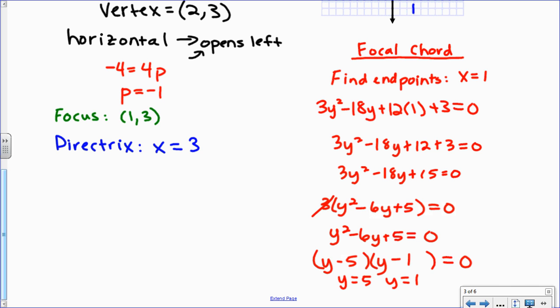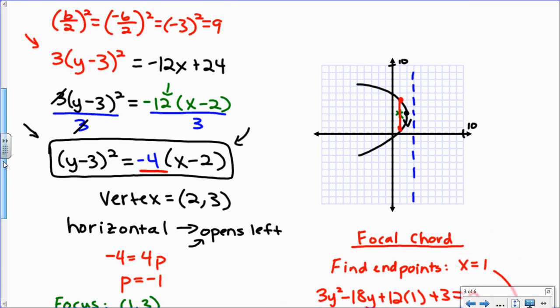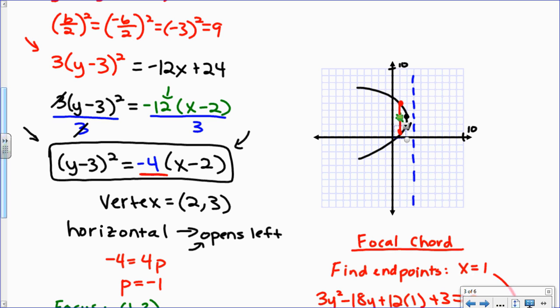So those points are (1, 5), because x is 1, and (1, 1). So you'd want to plot those points before drawing in your parabola, because that will help you draw a more accurate parabola. So let me take off the one that I already have.